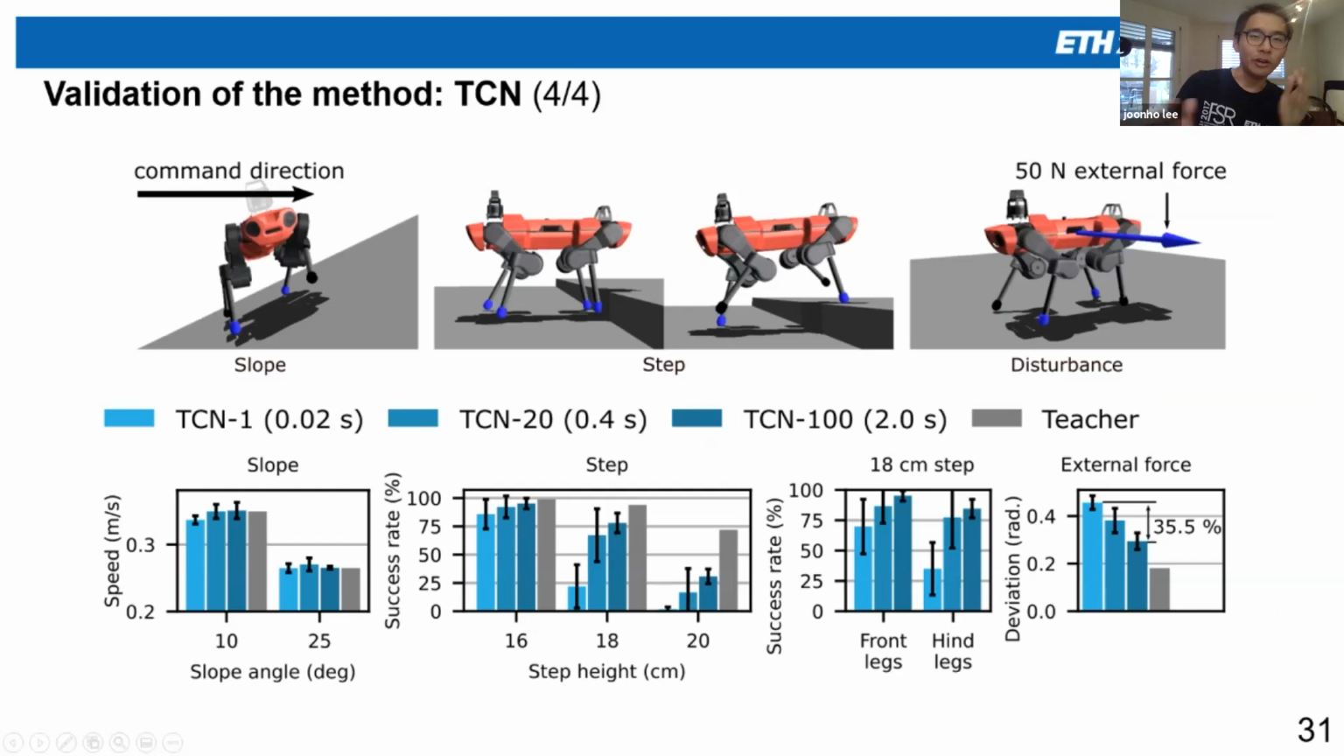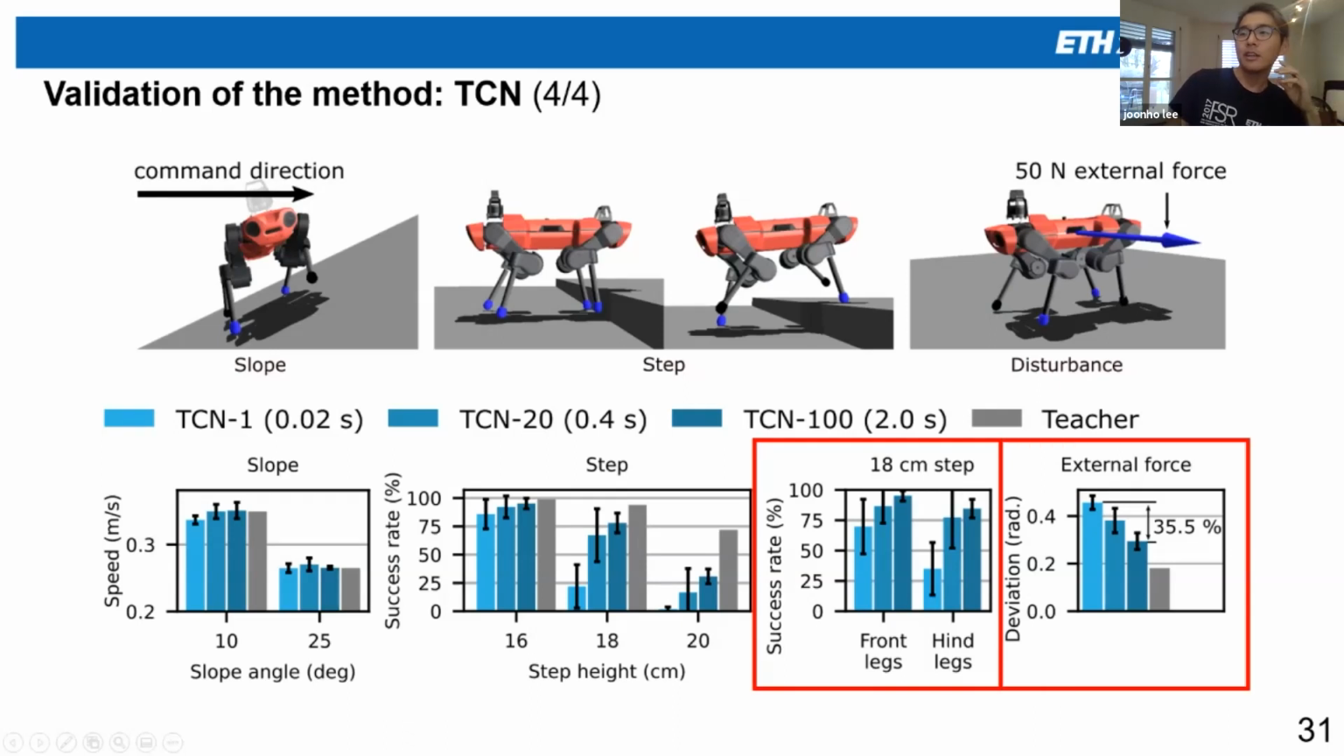And having longer history actually helped. So we had these 3 benchmark tasks in the simulation. One is for the slope and one is the step. We varied the step height and measured the success rate. And the last one is we applied an external force and saw the deviation of the trajectory. TCN1, TCN20, TCN100 means the number of time steps. And as you can see over the steps, in general it gets better when it can observe a longer history, which makes sense.